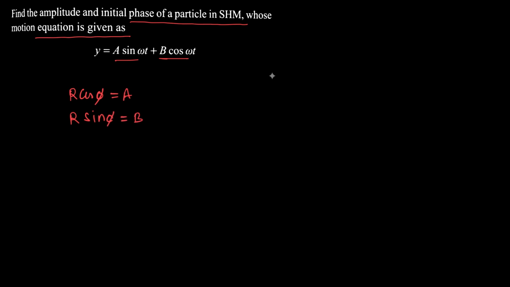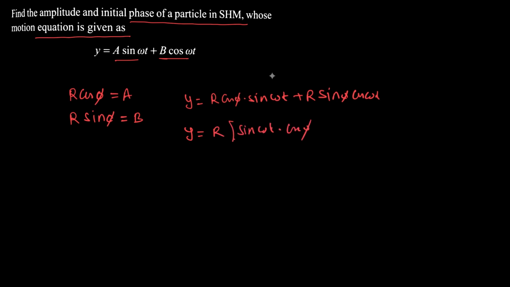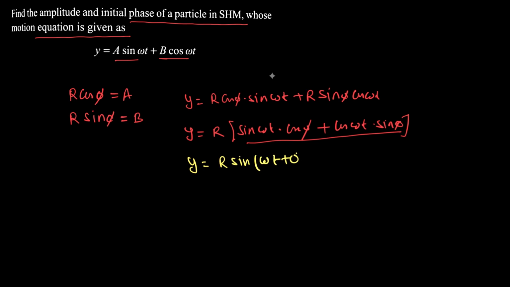Now, if I put that equation over here and simplify, y is equal to r cos phi sine omega t plus r sine phi into cos omega t. If I simplify this one, I can take r common: sine omega t into cos phi plus cos omega t into sine phi. This is the equation of sine (a plus b). After simplifying, I'll get y is equal to r sine (omega t plus phi).